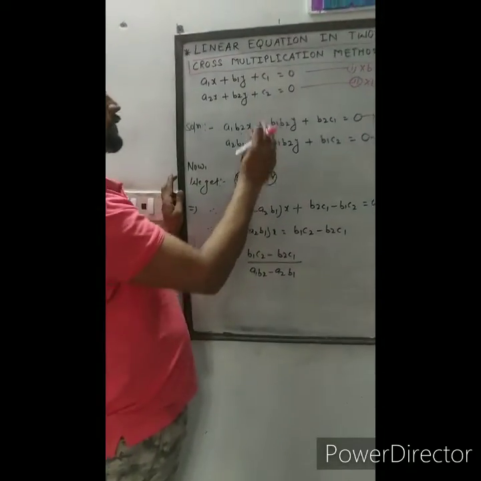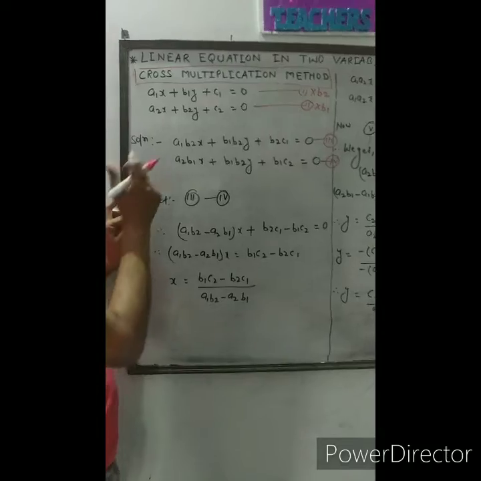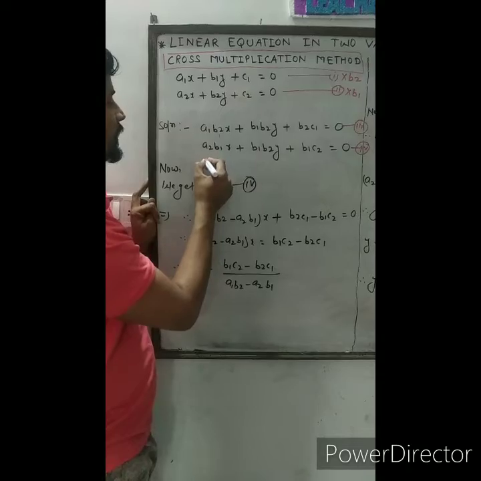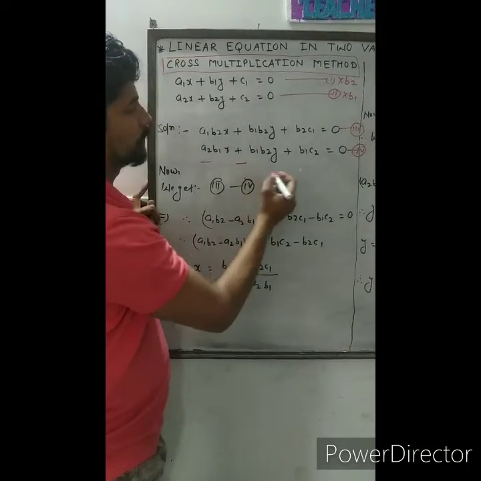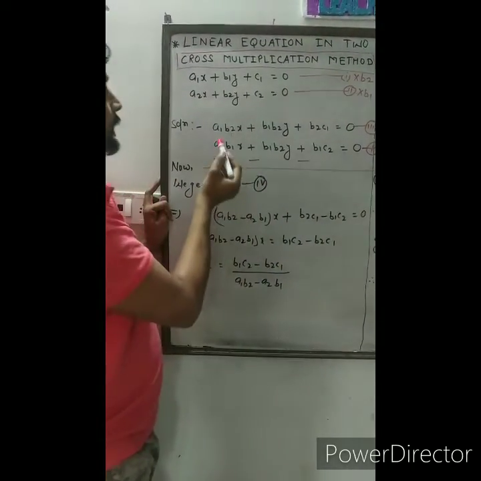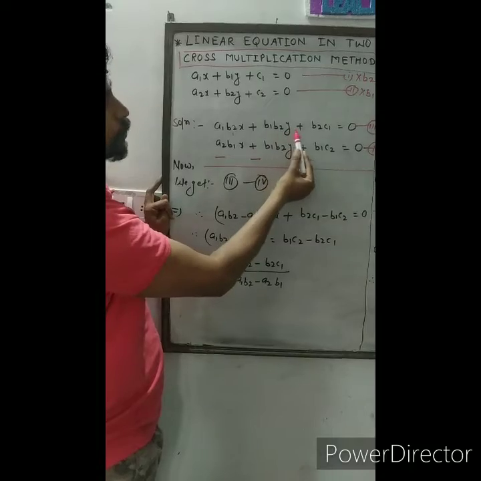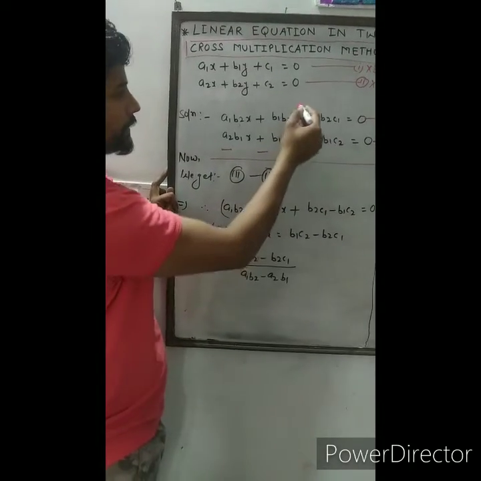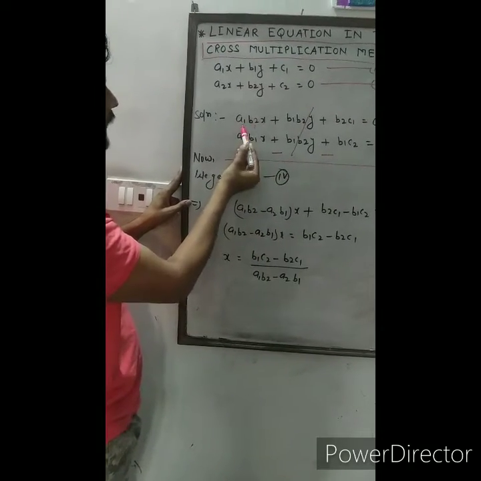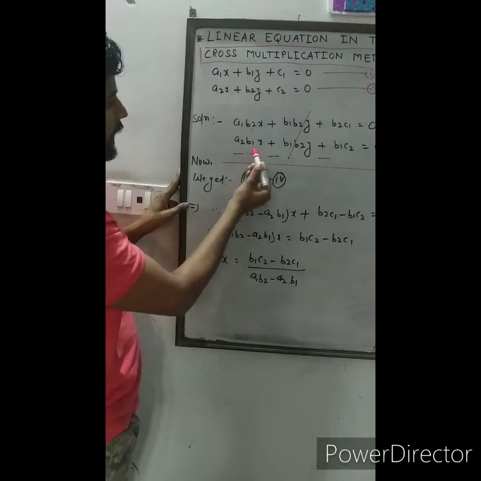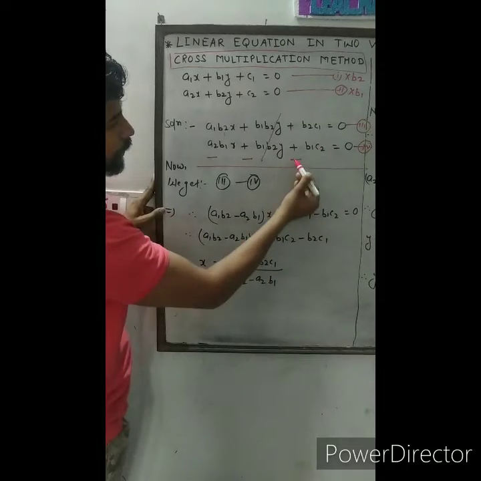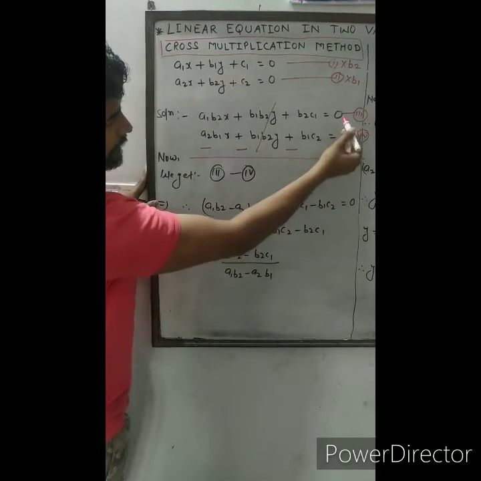Now subtracting the equation 3 and 4 we get, so now we change the sign of the equation 4 here. It is positive, so it becomes minus. It's also minus. Now look at it. Here b1 b2y and b1 b2y, it is cancelled out. Now we take x as a common here. So what is left? a1 b2 minus a2 b1 into x plus b2 c1 minus b1 c2 is equal to 0.